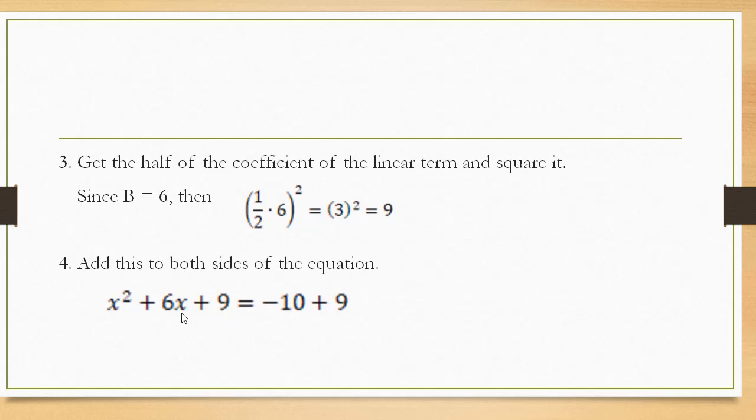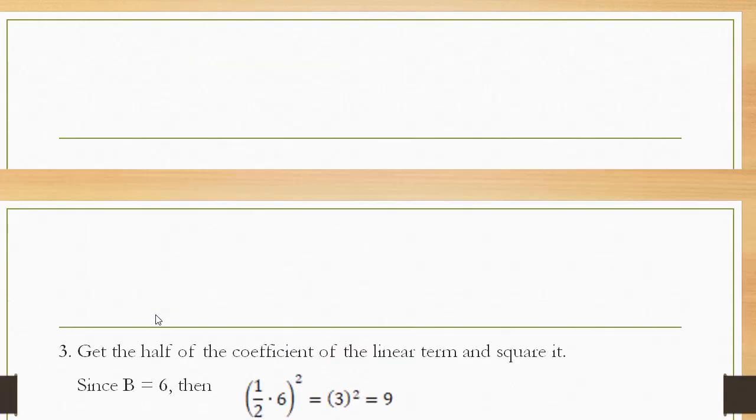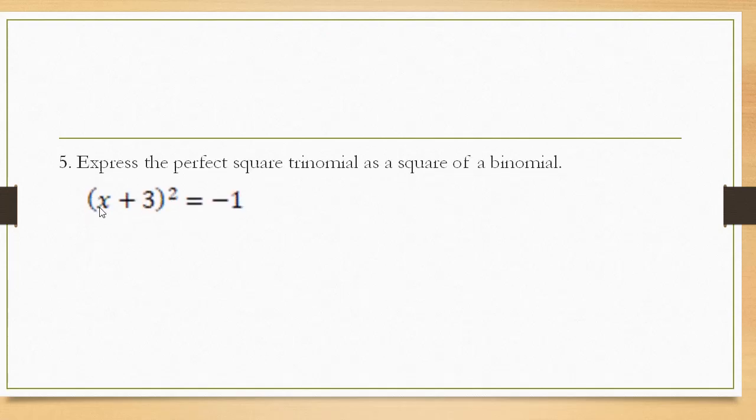Simplify it into x plus 3 squared. If you expand x plus 3 squared, so x plus 3 times x plus 3, the result is x squared plus 6x plus 9, which is the square of a binomial. That was the perfect square trinomial. So, x plus 3 squared is equal to negative 1.